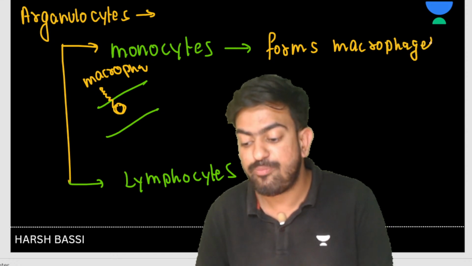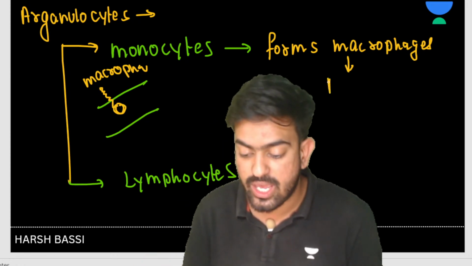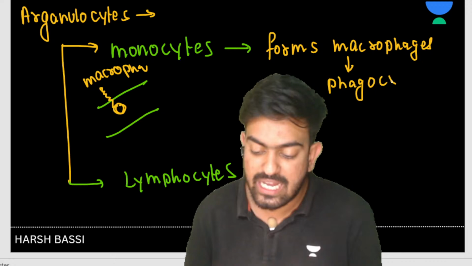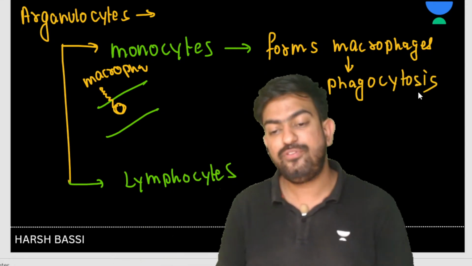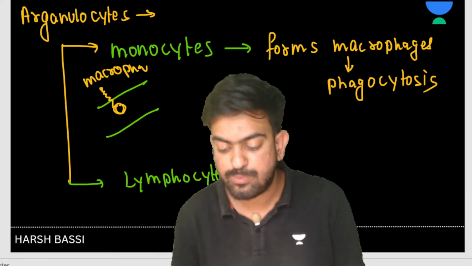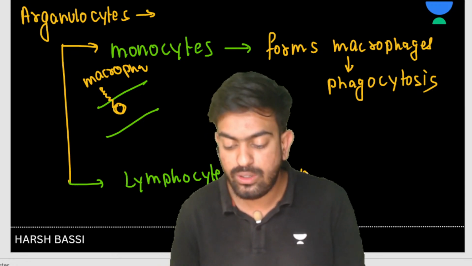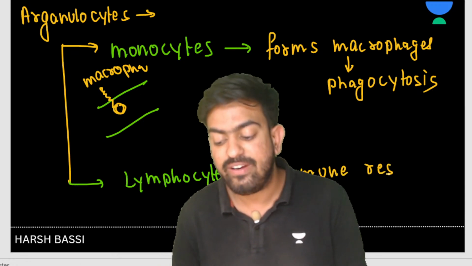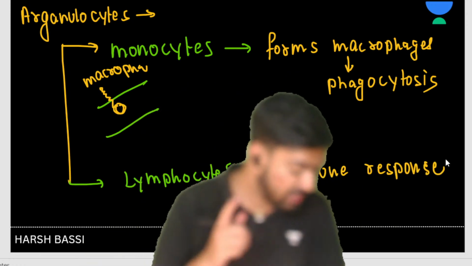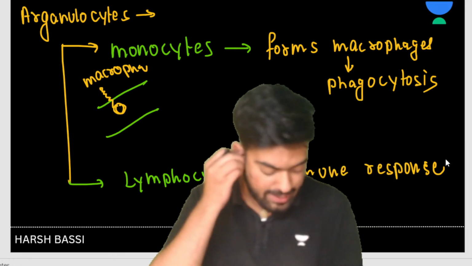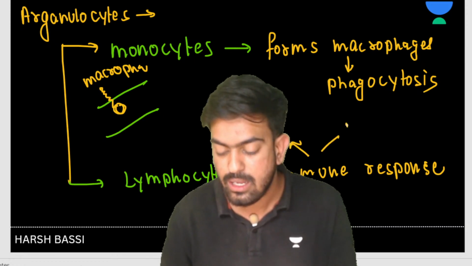And what is the function of macrophage? The function of macrophage is phagocytosis. Clear? Okay. Next we have the lymphocytes. Lymphocyte is basically responsible for the immune response. Now sir, we have read in Human Health and Disease about T lymphocyte and B lymphocyte. Yes, this is what we are discussing.